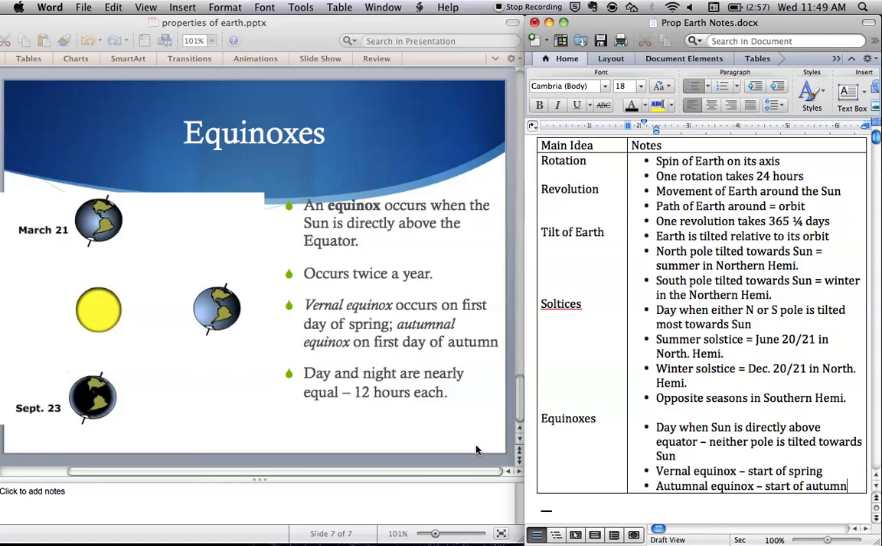So that's what we have for properties of the Earth. Hopefully you now have a good understanding of where seasons come from. Just realized I misspelled solstices in the middle. There we go. Fixed that.